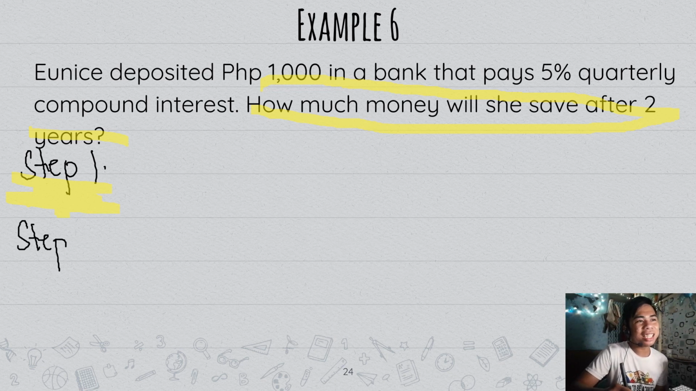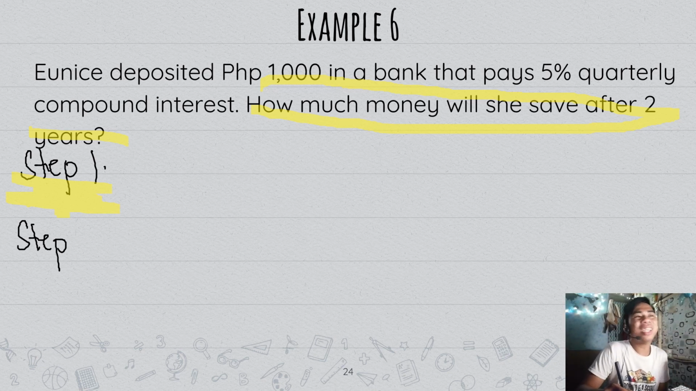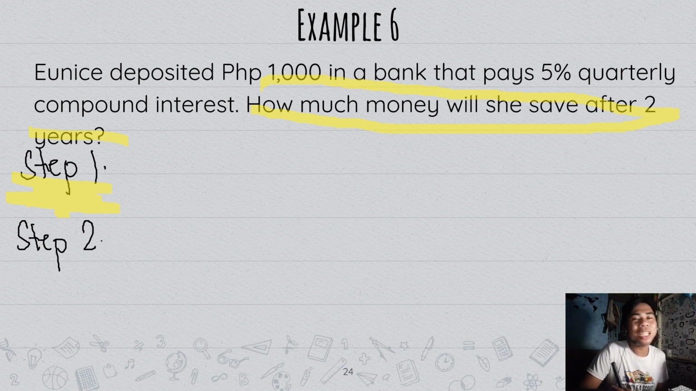Actually, this is for saving space, but we are just lazy in writing because it's long, so we need to save space for our important answers. Anyway, step 2, what are they given? What is the principal amount?